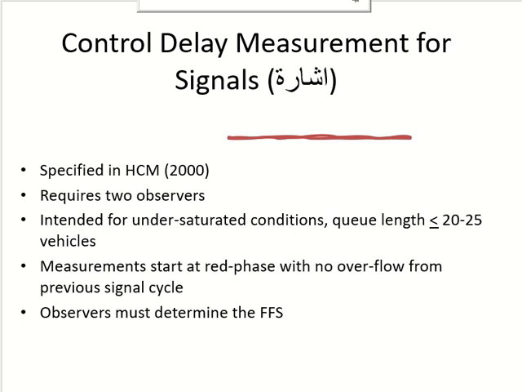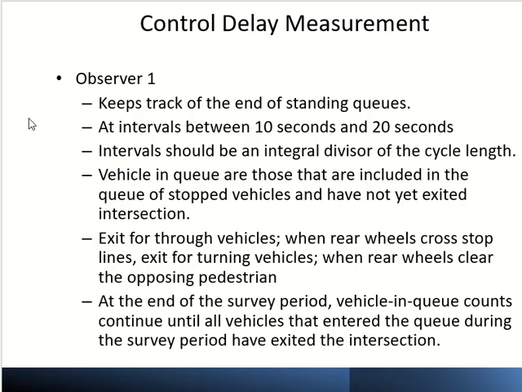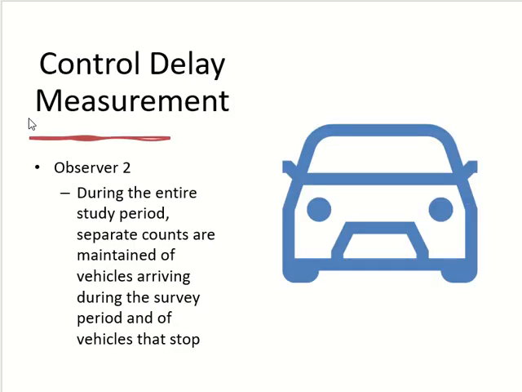Okay. Then I explained to you the procedure for doing the observations for delay on a signal. Okay, and the procedure is given in the Highway Capacity Manual. And we need how many observers? Two, right? One of them is measuring the vehicles which are in the queue. You give him a time interval, and after each time interval passes, he will count how many vehicles are in the queue. The second observer is recording how many vehicles are arriving and how many of them are stopping.